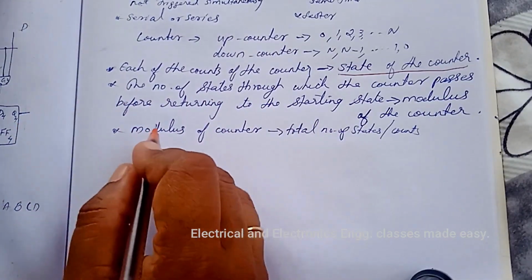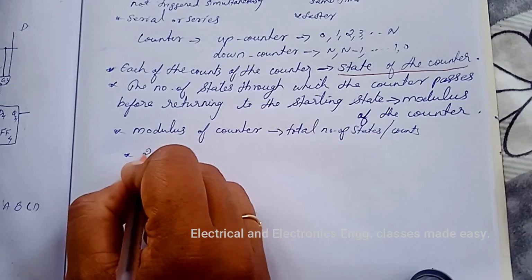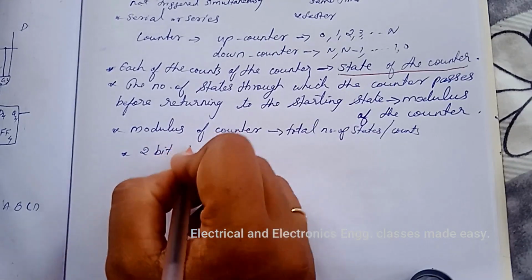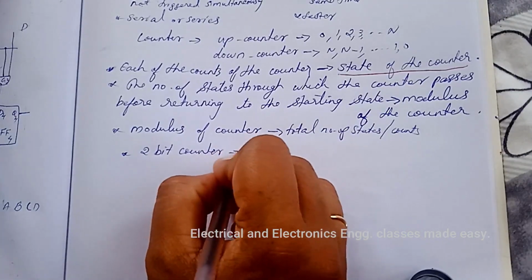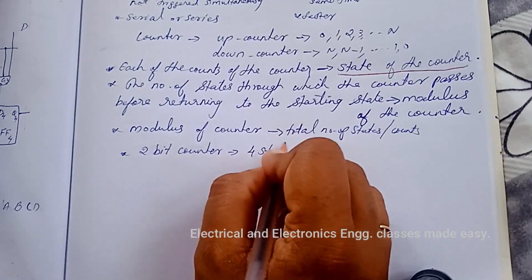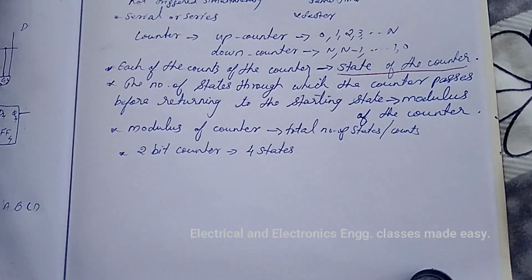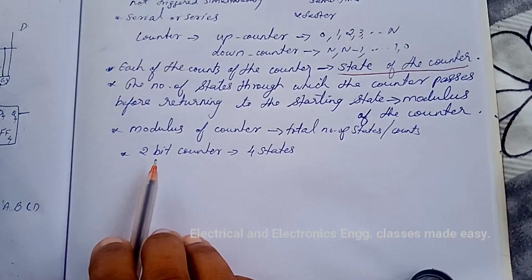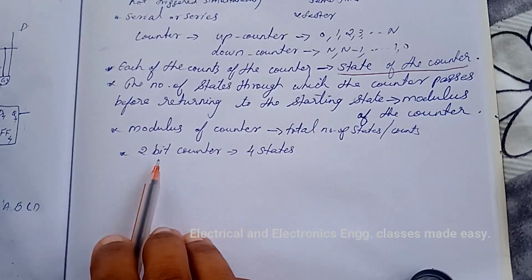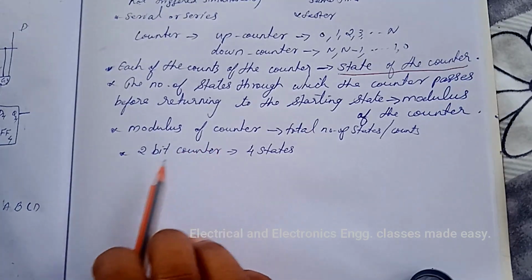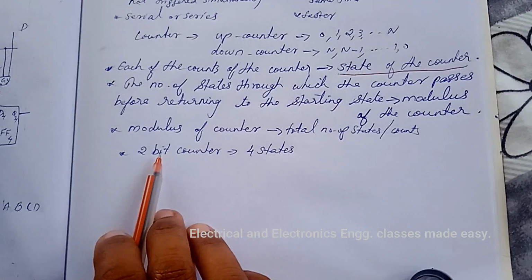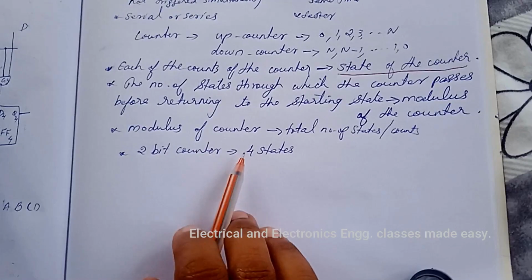A 2-bit counter has 4 states. That is, a 2-bit counter means there will be 2 flip-flops. So, 4 combinations will be possible. That is 4 states.